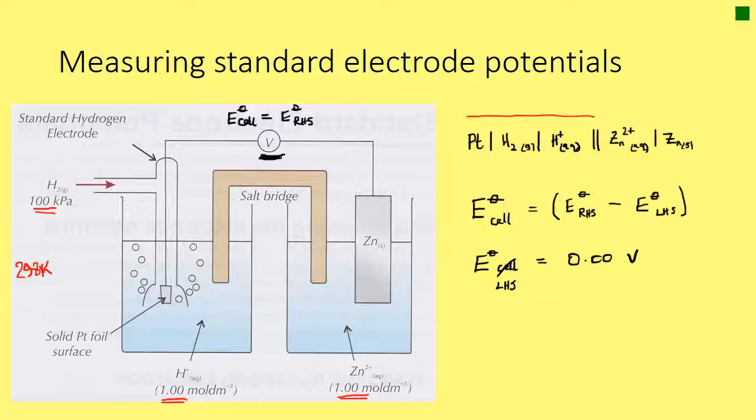Sorry, before I move on, let me just correct a mistake that I've made. I think I said it correctly verbally, but I've written down E cell when I should have written down E left-hand side. Yes, it is E left-hand side, the standard hydrogen electrode, which is 0 voltage. Sorry about that.